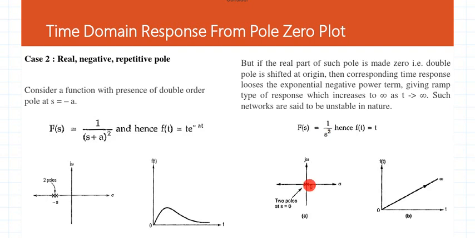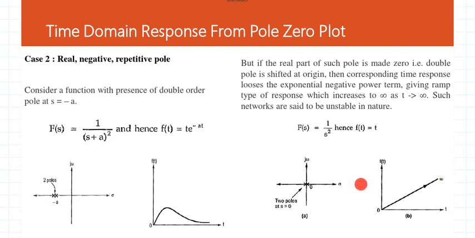When there are two poles at the origin, the response of the system is f of t equal to t. There is no exponential term observed when the poles shift to the origin. Plotting the response of such a system, we get a linear output wherein the output is continuously increasing with respect to time. So as time tends to infinity, the magnitude of the signal also tends to infinity.